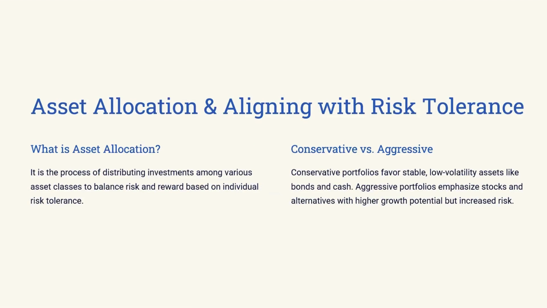Asset allocation and aligning with resources. What is asset allocation? Asset allocation is a strategic approach to investing. It is the process of deciding how to divide your investment portfolio among different asset classes like stocks, bonds, and cash to achieve a balance between risk and reward that suits your individual comfort level with risk.